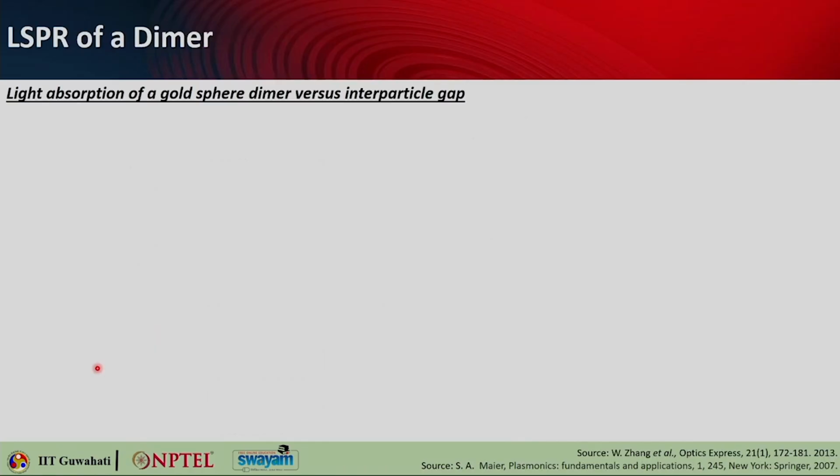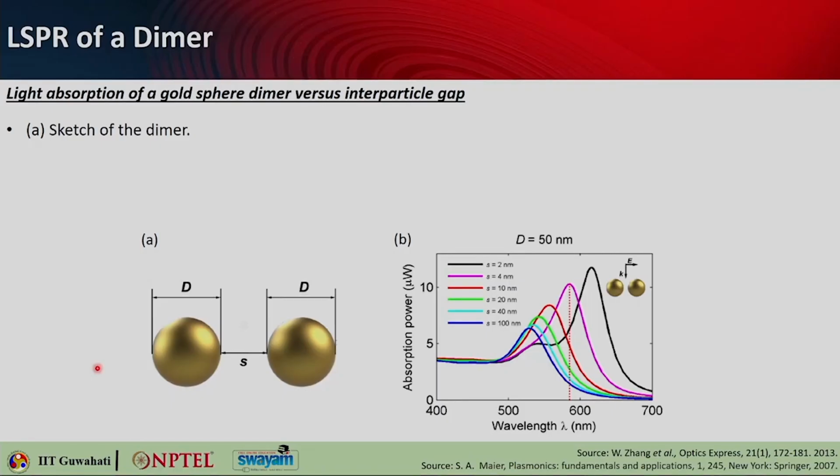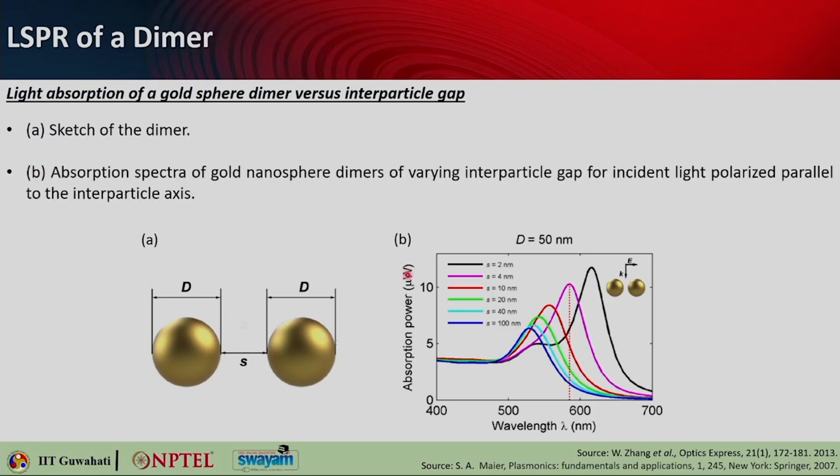Now, we studied all the single nanoparticles till now. Now, we can also look at what happens when two particles come together. In that case, the separation between the particles also plays a very important role. So, here you can see the absorption spectrum of the dimer. Two particles is called a dimer.